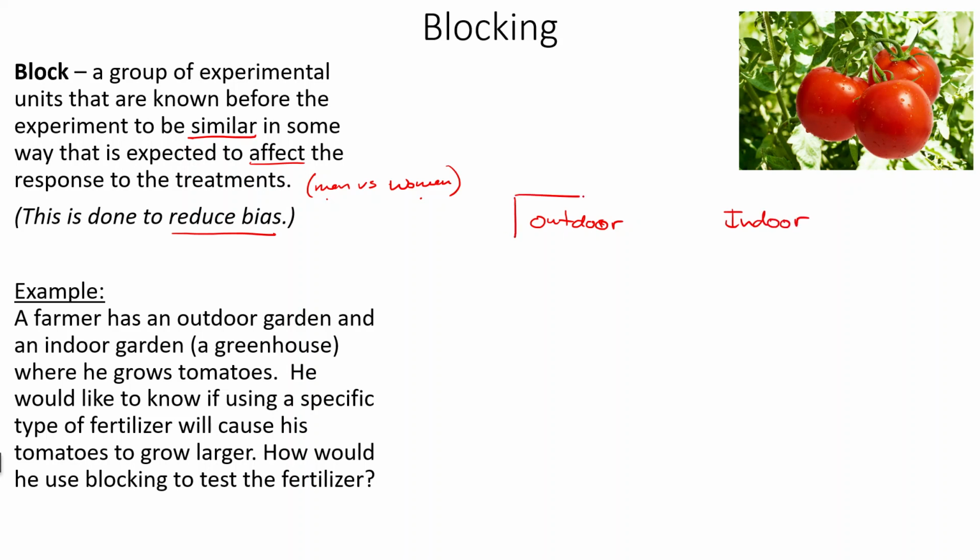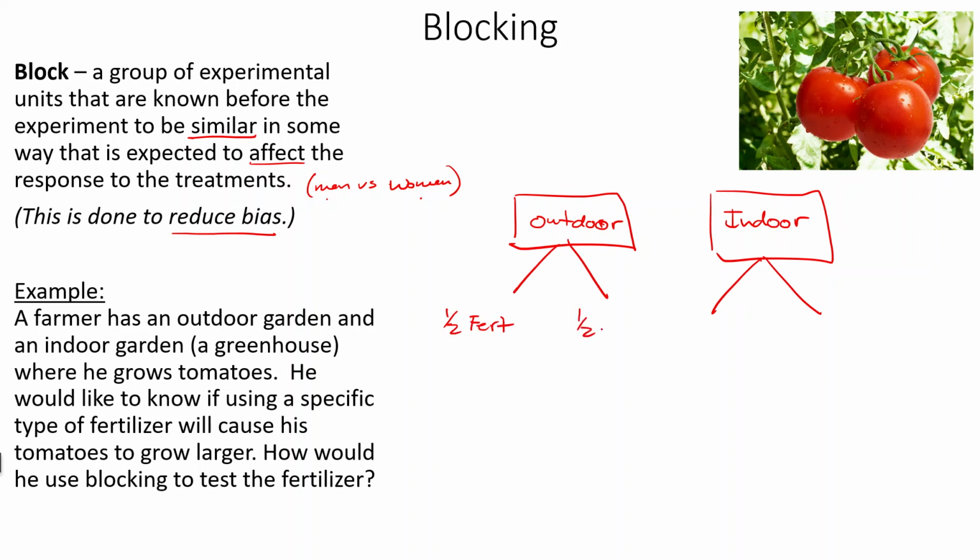And then within each of these, let's go ahead and put boxes around them, we're going to do basically their own separate experiment. So we're going to give half the fertilizer and half normal. And the same here, we're going to have half of the indoor ones get the fertilizer and half of them just the normal way we would grow the tomatoes. And then after this, we would compare these results.